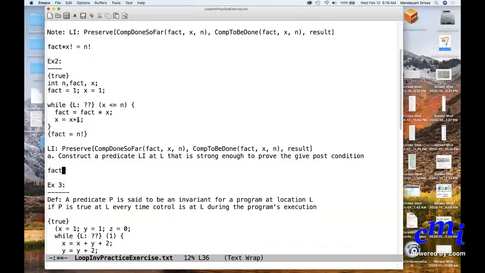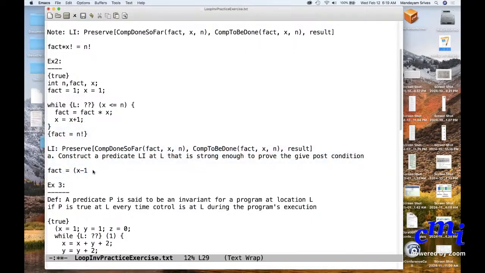Yeah, but this fact is equal to N minus x factorial. What fact has is actually you're multiplying all the way from 1 to x at any point in the iteration. So fact itself will be x minus one factorial. Yeah, exactly right. So that one is x minus 1 factorial.